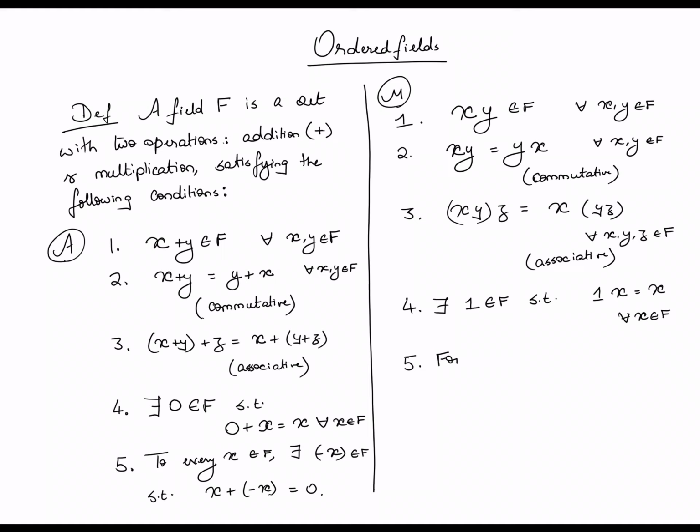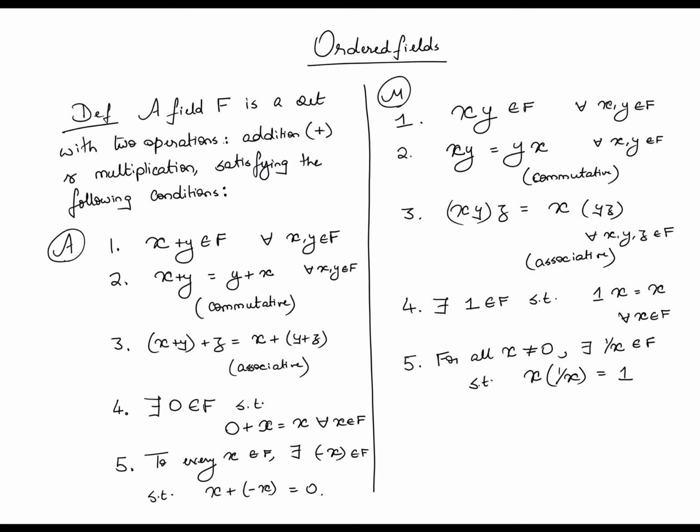For all x which is not 0, okay? Everything except the additive identity, there exists 1 by x belonging to F. Now 1 by x is simply our notation for the multiplicative inverse, such that x times 1 by x is equal to 1, right?